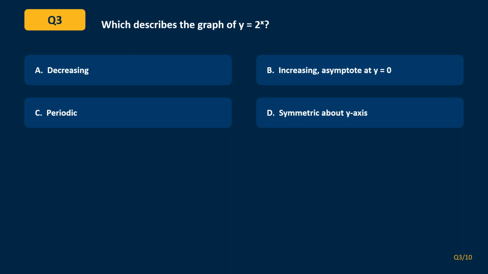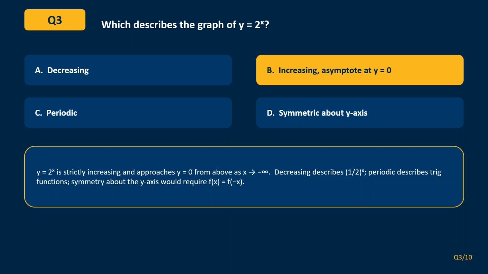Question 3. Which of the following describes the graph of y equals 2 to the x? The answer choices are A. Decreasing, B. Increasing with a horizontal asymptote at y equals 0 from above, C. Periodic, D. Symmetric about the y-axis. Pause now to select your answer.